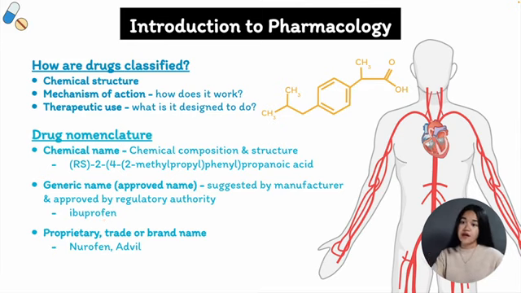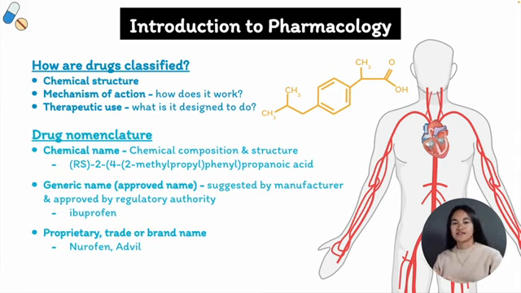Ibuprofen is the approved name suggested by the manufacturer and approved by the regulatory authority to use and describe the chemical entity. If you aren't familiar with ibuprofen, then you are likely to be familiar with at least one of the trade or brand names for this drug. One of the trade names is Nurofen, another is Advil. It's the same chemical entity, but it is manufactured and marketed by two different pharmaceutical companies. You can see the differences between chemical name, generic name, and trade name.